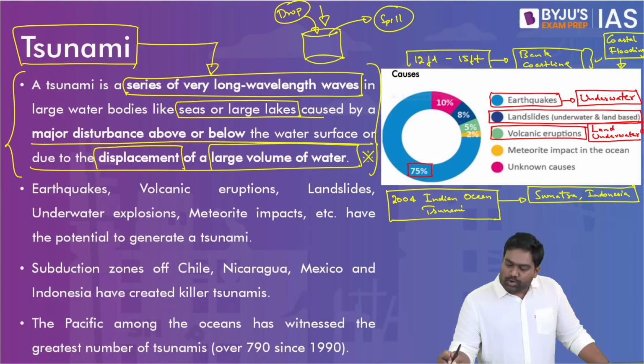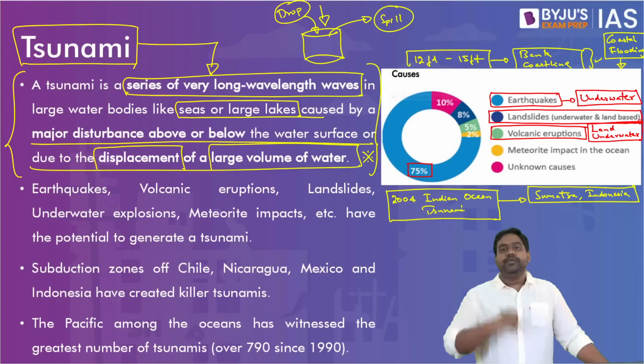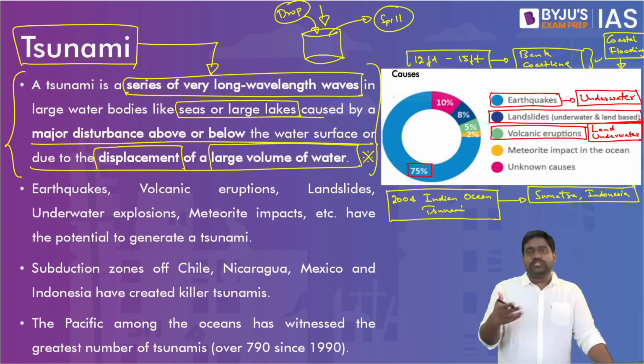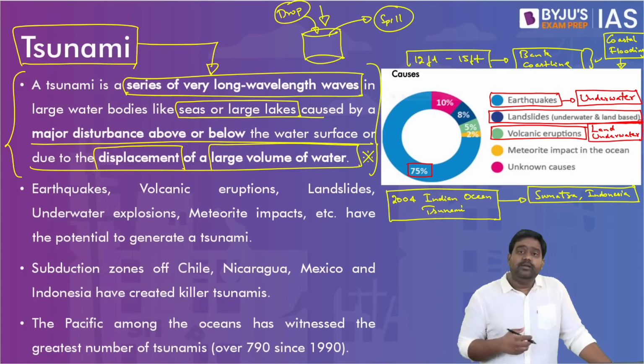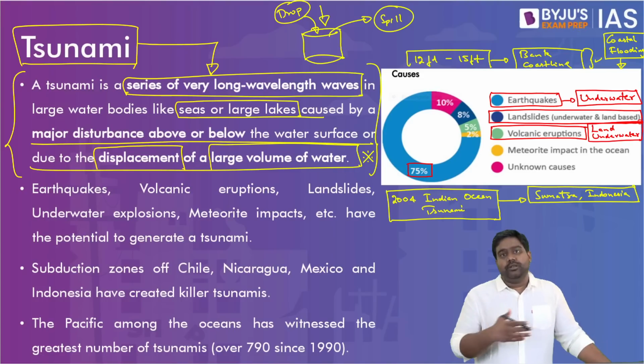There can be underwater volcanic eruptions, or even eruptions on land near the coastline or near the sea. If there is a massive volcanic eruption and all the lava and magma rushes into the sea or the ocean, even this can push a tsunami wave.